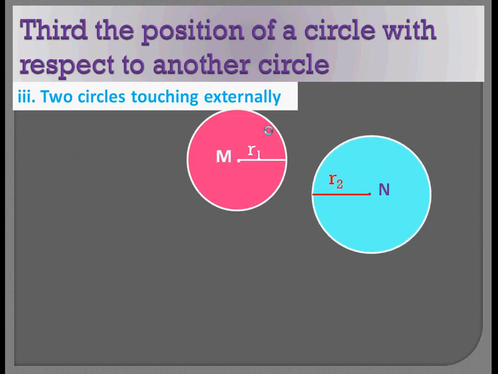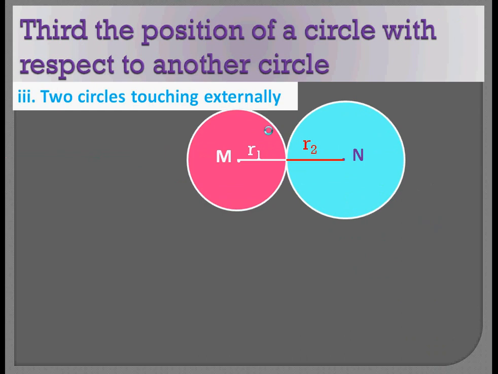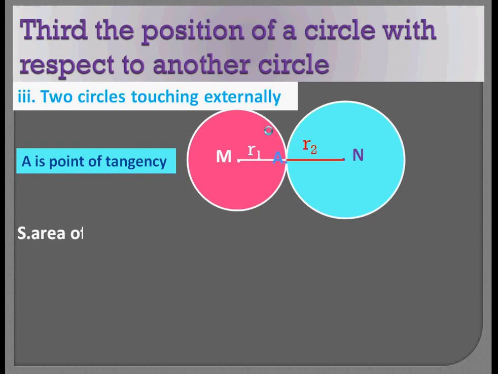Two circles touching externally means that you have two circles, and these two circles are touching each other at a point, only one point. So I have M and N touching each other externally at the point A, so we can say that A is a point of tangency.